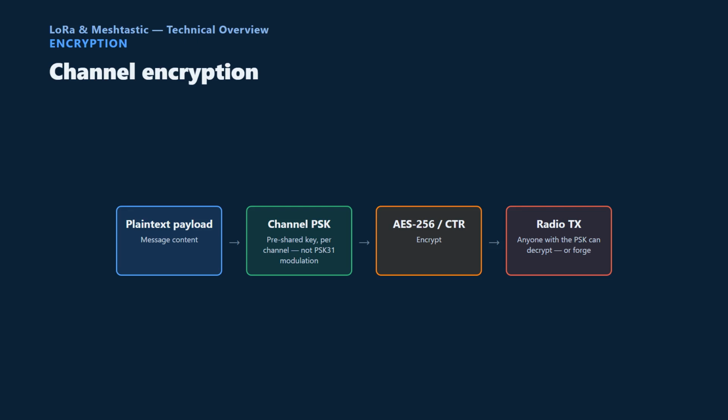Encryption, starting with the channel you're on by default. Meshtastic encrypts every packet payload with AES-256 in CTR mode, using a key derived from that channel's pre-shared key. Anyone who has the channel name and key can decrypt traffic on it and, as matters, can also forge traffic on it. There is no separate authentication step in this original scheme.